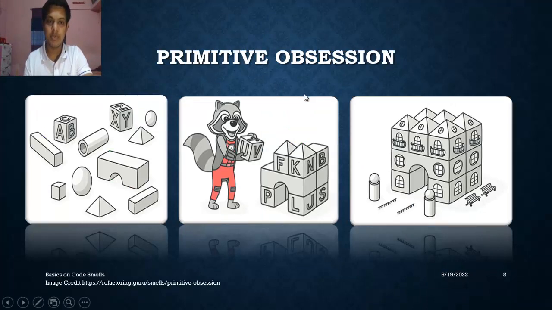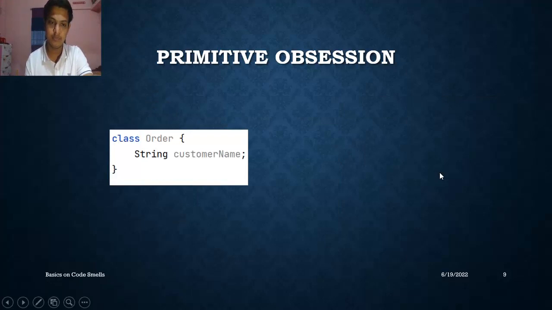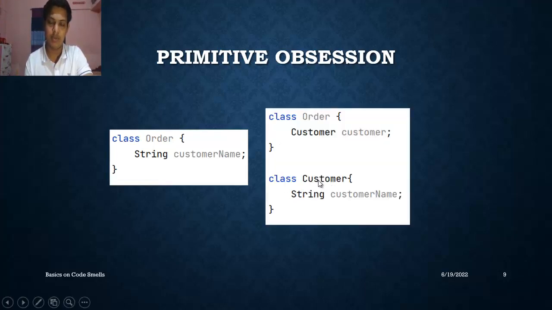Our next part is primitive obsession. We can have various types of data types. If we want to make a good house, we have to use the data types properly. For example, in the class order, we can create a variable called customer name, which is of type string. But if we have more and more properties of customer, then what will we do? The better solution is we will create a class called customer, and in the customer class we will add the properties, and we will make a variable of customer in the order class, which will make the code more maintainable.